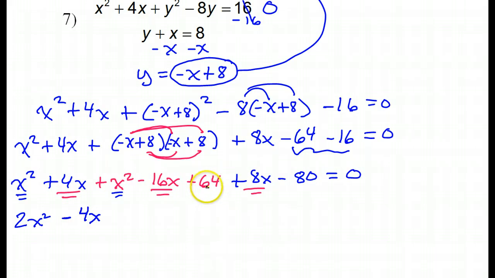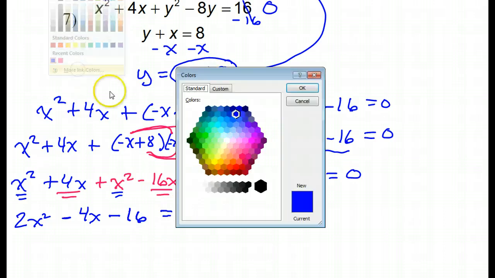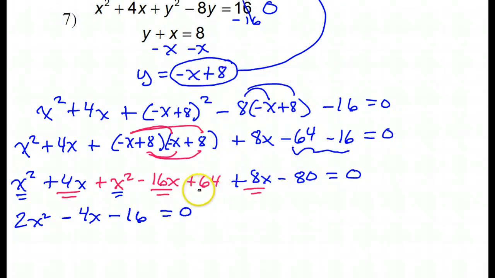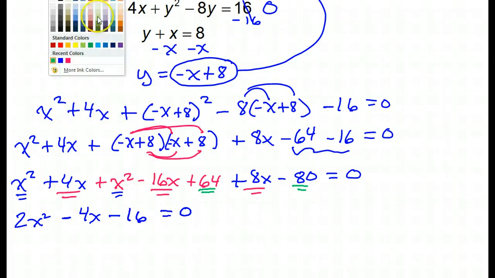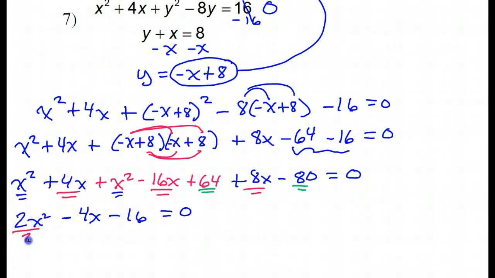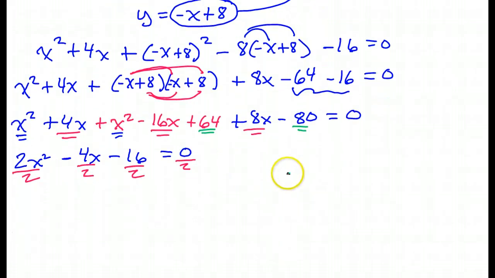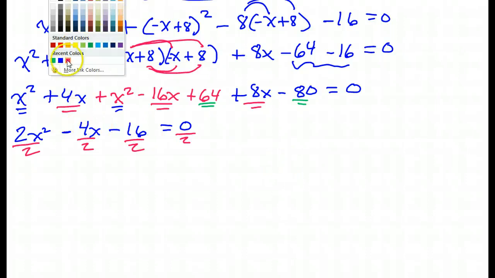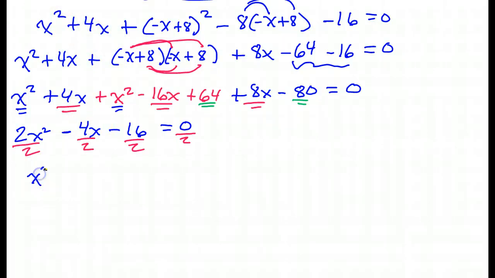Okay, and then we have the constant. So 64 minus 80 gives us negative 16 equals 0. All right, I just put those together. So I just need to finish solving this. I'm noticing a common factor happening here, so I would divide everything by 2. I can do this and get rid of the 2 because it is an equation. So I'm going to have x squared minus 2x minus 8 equals 0.